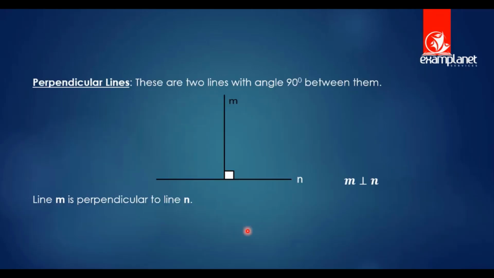All right. Now, next one is perpendicular lines. These are two lines with an angle of 90 degrees between them.